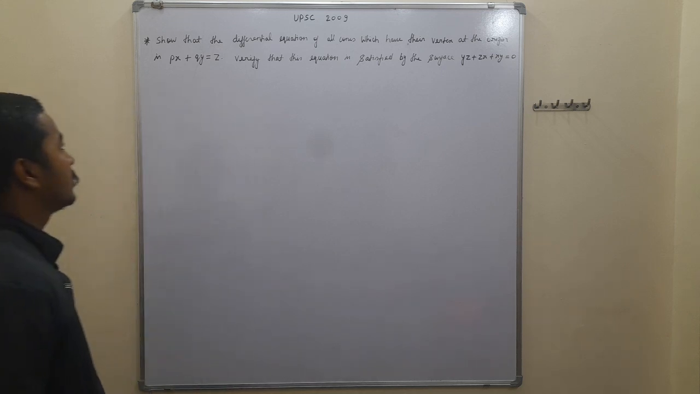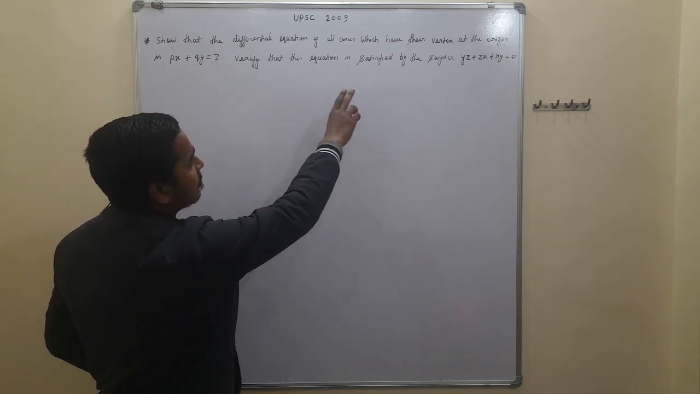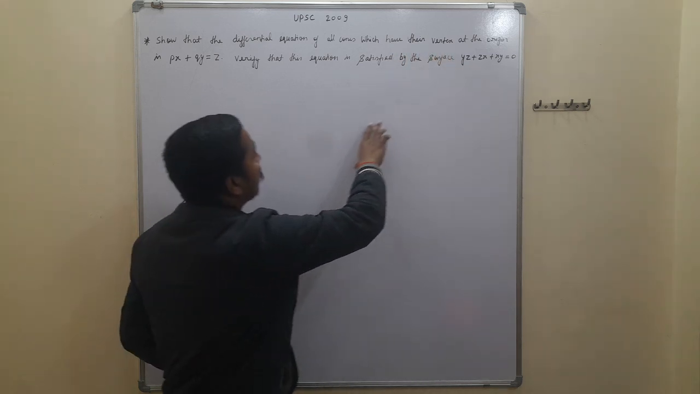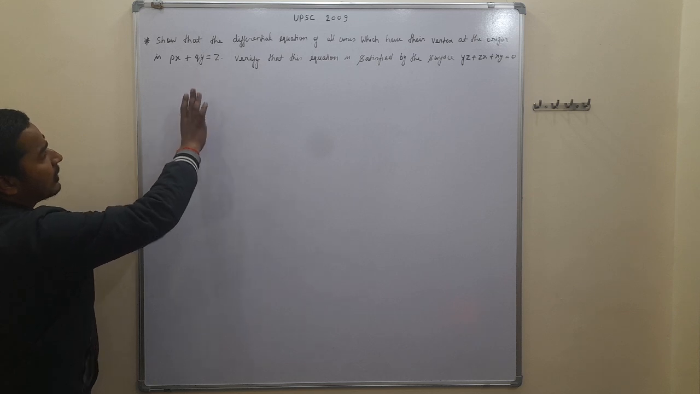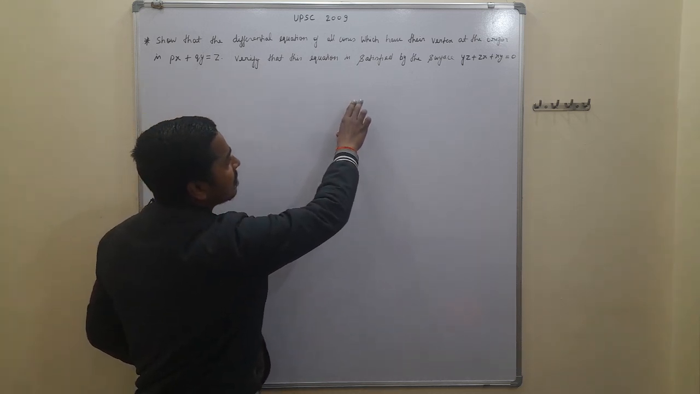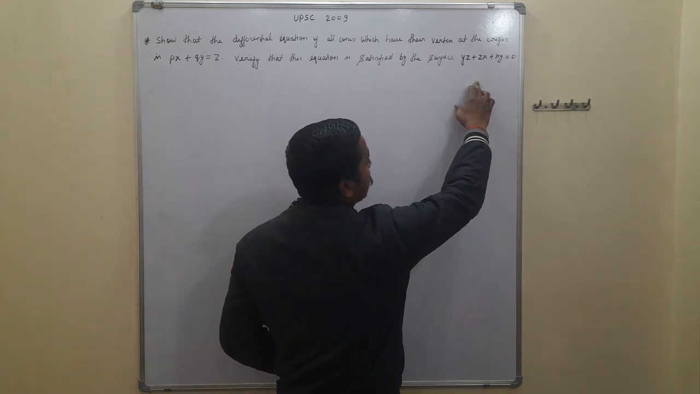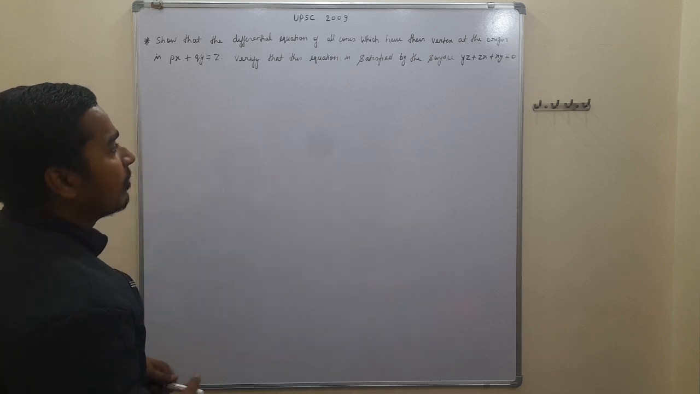Here in the question, show that the differential equation of all cones which have their vertex at the origin is px plus qy is equal to z. Then further verify that this equation is satisfied by the surface yz plus zx plus xy is equal to 0. Let's solve the problem.